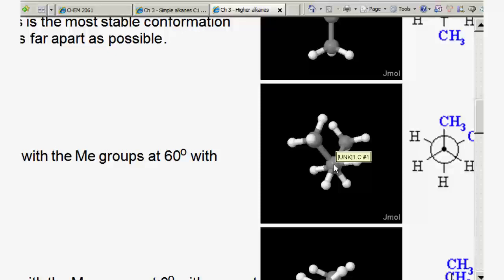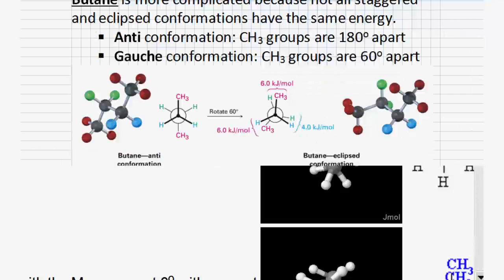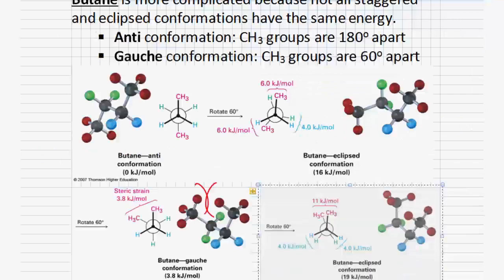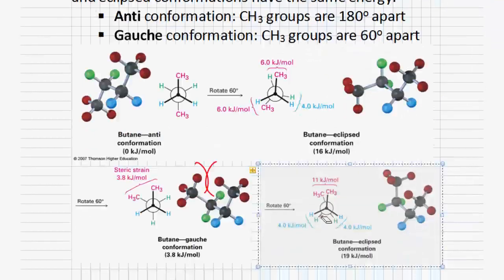That was the best arrangement that they could have. So gauche is not bad, but it's sort of the second best of the arrangements. Okay? So if I rotate one more beyond that, I end up with a conformation that's called totally eclipsed.